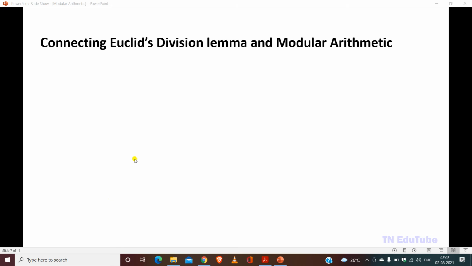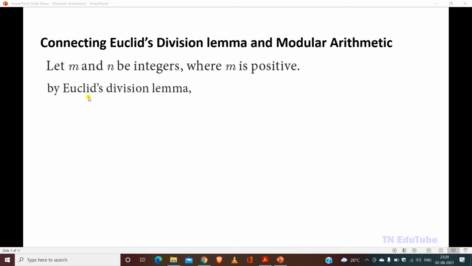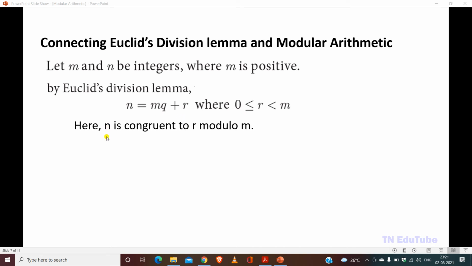Then, connecting Euclid division lemma with modular arithmetic. Euclid division lemma you have learned in the previous section, isn't it? m and n are two integers and m is positive. Then by Euclid division lemma, we can write n is equal to mq plus r, where 0 is less than or equal to r less than m. We can connect this one with modular arithmetic. We take this r on the left hand side. Here n is congruent to r modulo m.